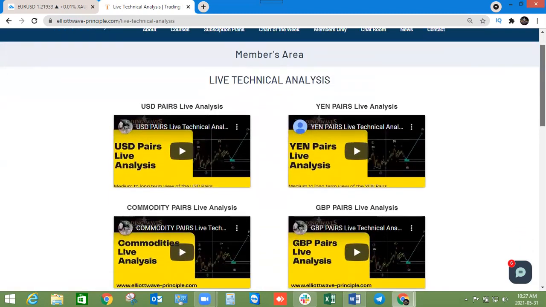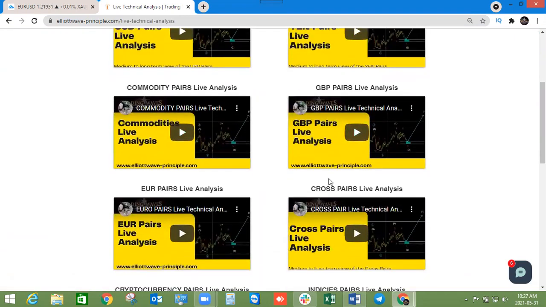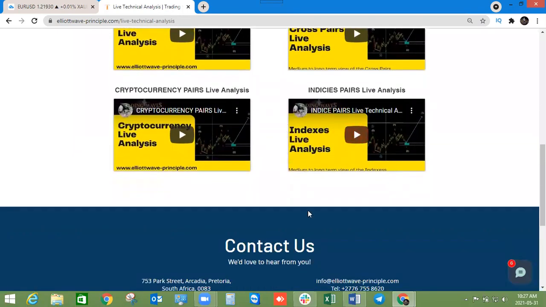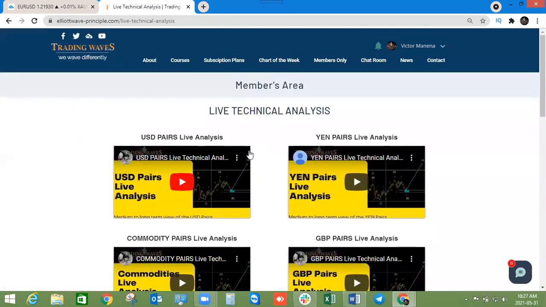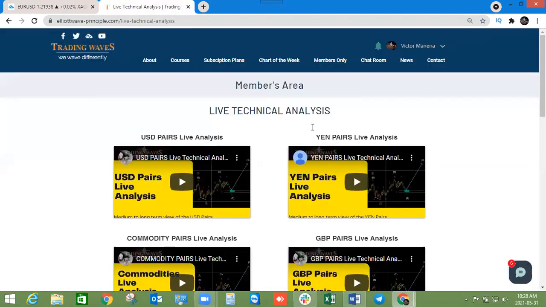So what you see here under live technical analysis, this was the US dollar pairs that was done on Monday. This is the yen pairs that was done on Tuesday. This is the commodities that was done on Wednesday, the pound pairs on Thursday. And then actually the pound pairs are done together with the euros, and then the cross pairs. Okay, so that is how this goes. So every group of pairs would have a detailed analysis from the weekly to the 1 hour time frame every week. Right, so we are going to go through the process, and we'll be looking for trade setups for the next coming week. So let's start with the US dollar pairs.